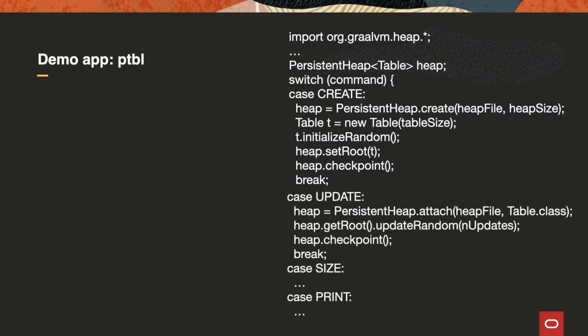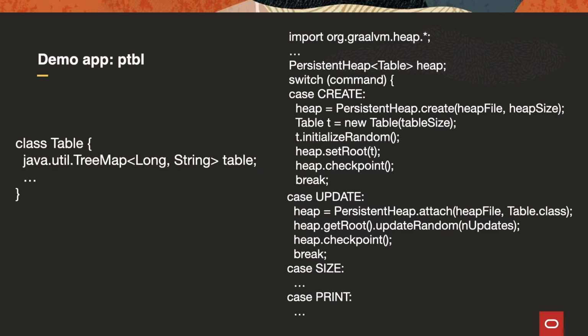Using a different command, I can attach a pre-built heap and make random changes to the table before checkpointing again. Other commands can be used to print some stats or the entire table. Note that the table contains a standard java.util.TreeMap. Let's move to a terminal.